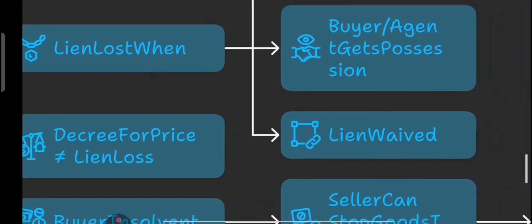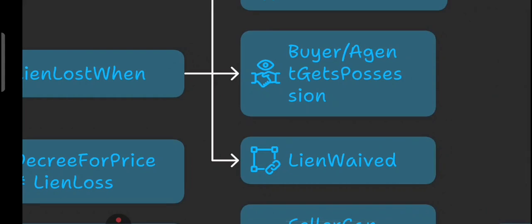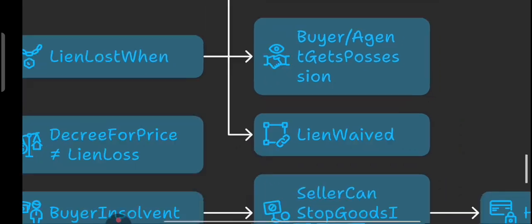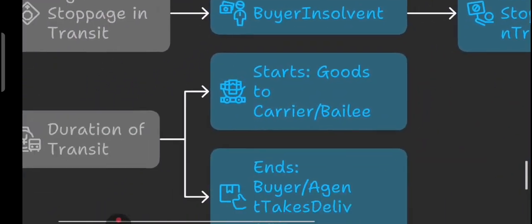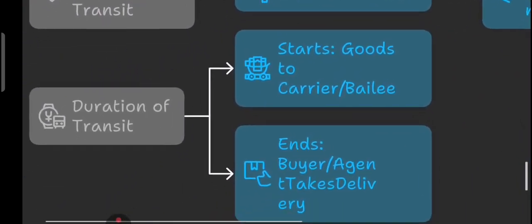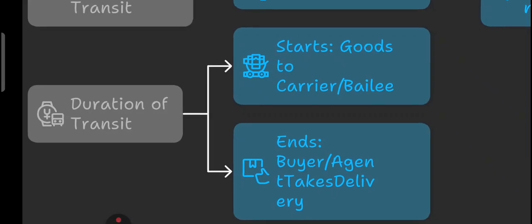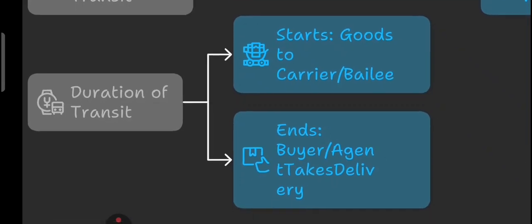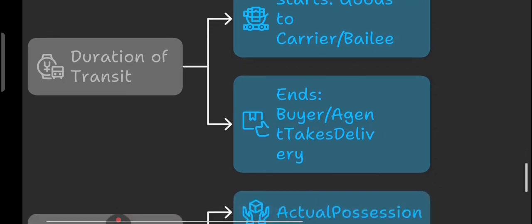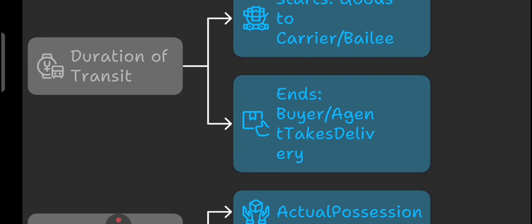And there is something called lien waived. What is the meaning of lien waived? If the seller waives their lien, which means gives up their right, they cannot stop the goods anymore. That is the point. Now if we talk about the duration of the transit, have a look. So the goods are in transit from the time they leave the seller's hand until the carrier takes the goods. Means the goods are officially in transit when handed over to the carrier, such as a shipping company, or it ends when the buyer takes the delivery. The goods are considered no longer in transit once the buyer receives them.